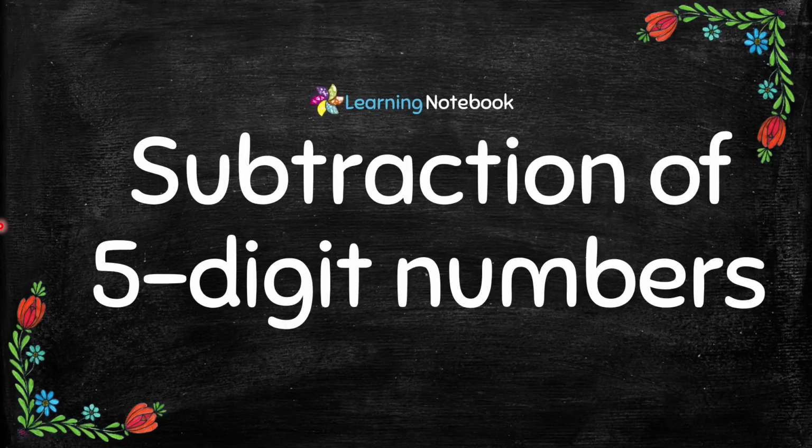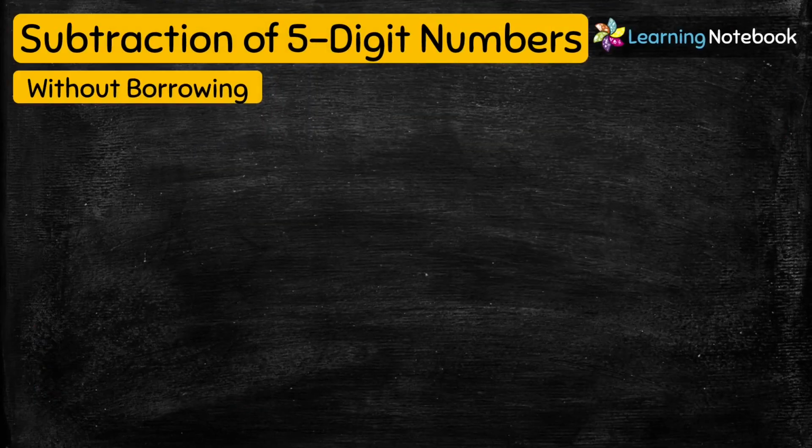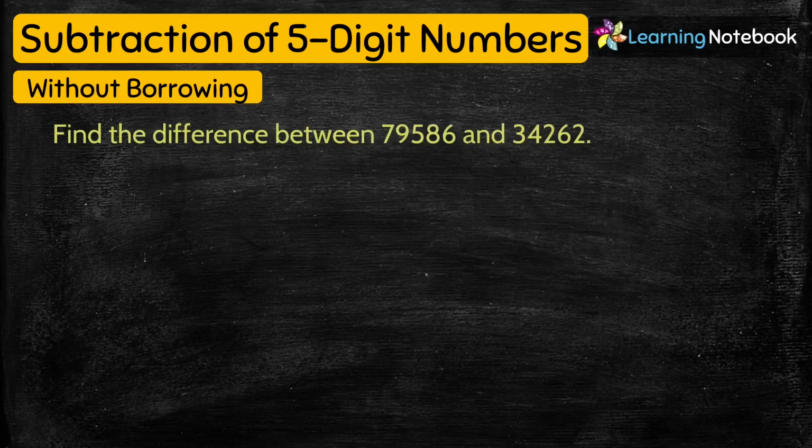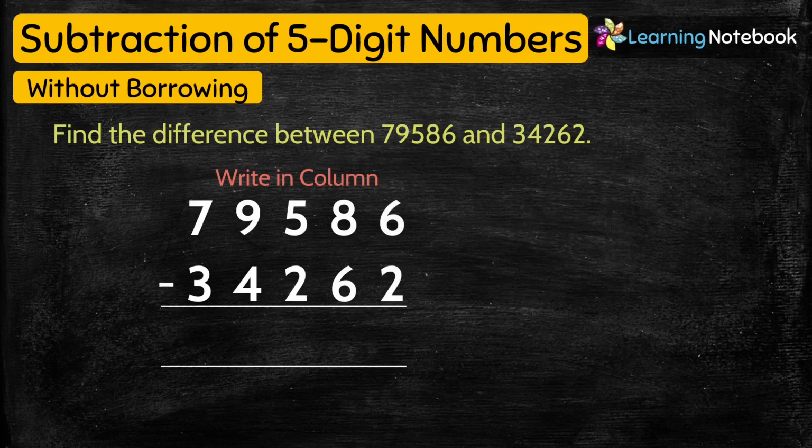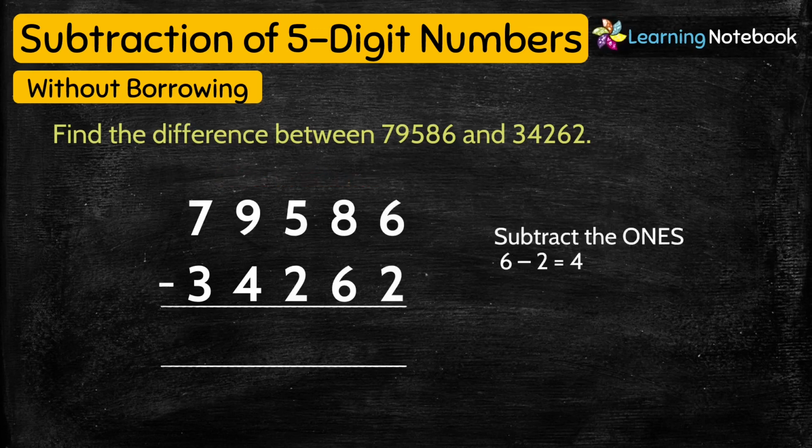Now students, we will do subtraction of 5-digit numbers. First, we will do a question without borrowing. Find the difference between 79586 and 34262. So let's first write these numbers in column. Now we will start subtracting them from ones place. 6 minus 2 equals 4.